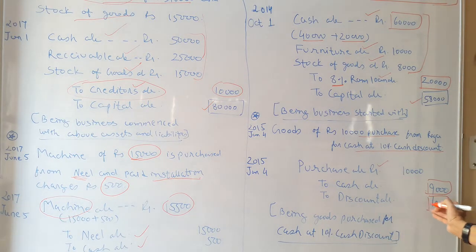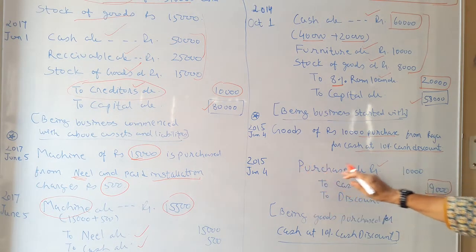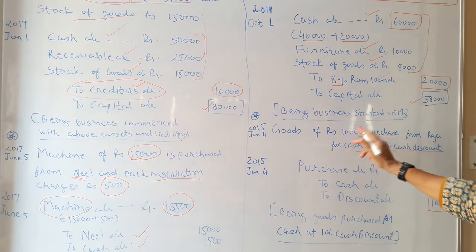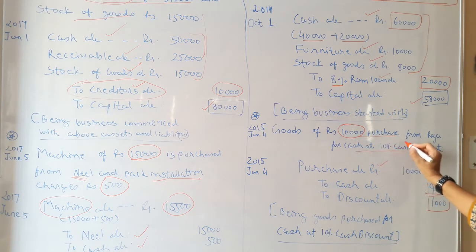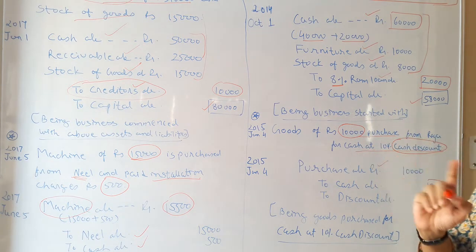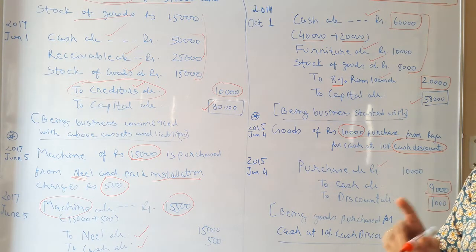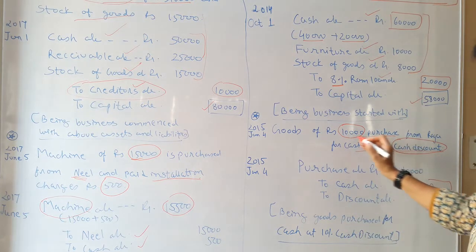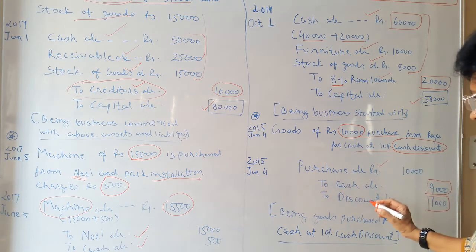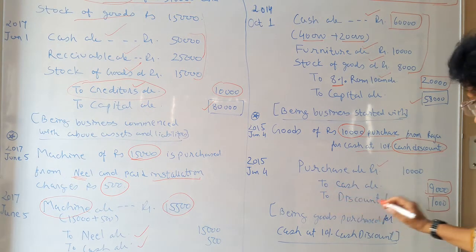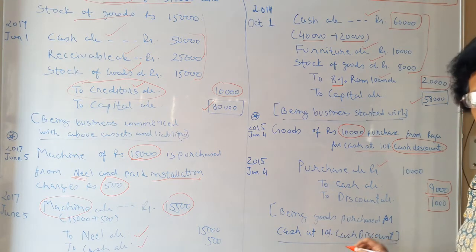In this manner the combined journal entry becomes: purchase account debit 10,000, that is the original value of the transaction as mentioned. Trade discount is not to be recorded in the books of account, but cash discount is to be recorded. So 10% of 10,000 is equal to 1,000. So to cash 9,000, 10 minus 1, and to discount 1,000. Being goods purchased for cash at 10% cash discount.